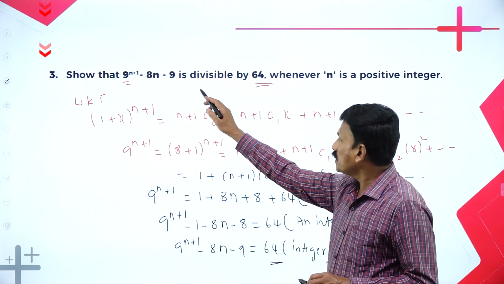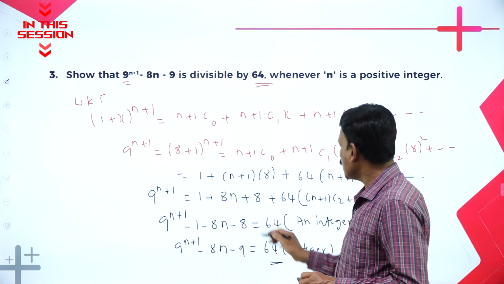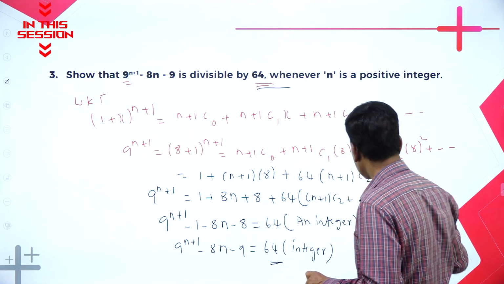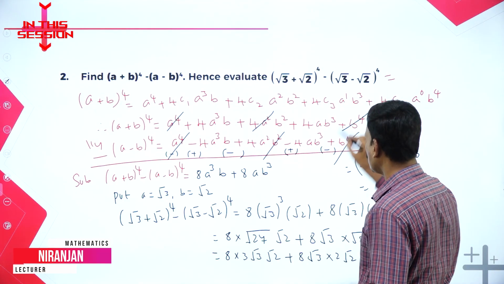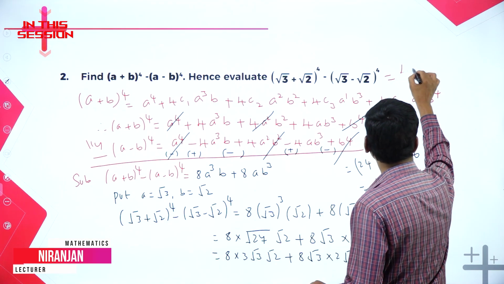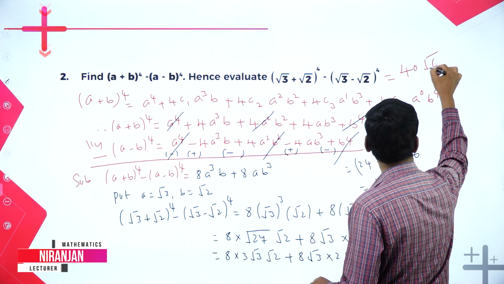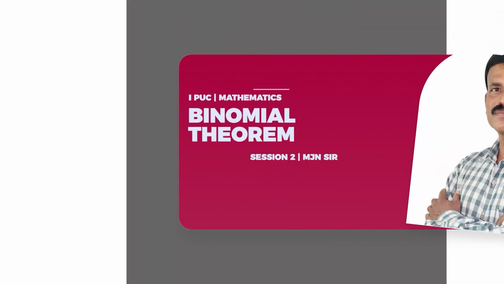9 to the power of n plus 1 minus 8n minus 9 is divisible by 64. Root 3 plus root 2 to the power of 4 minus root 3 minus root 2 to the power of 4 is equal to 40 into root 6. That's it.